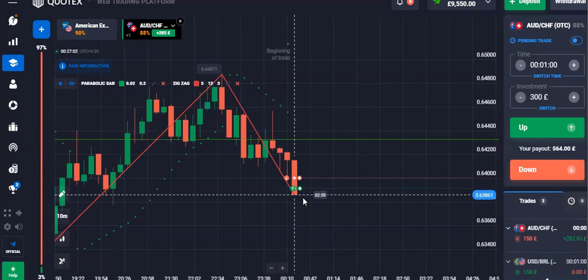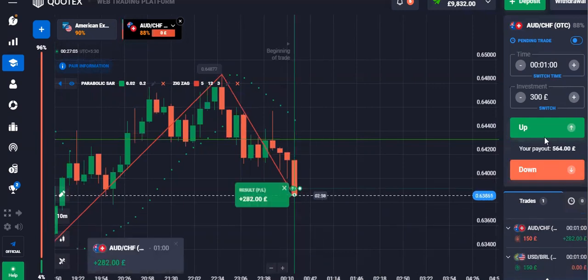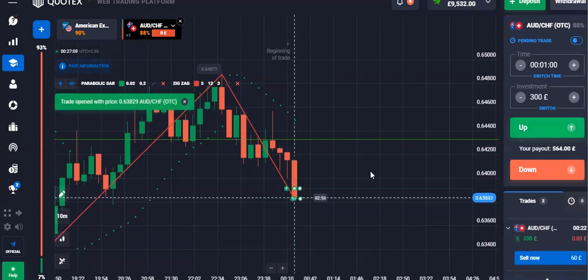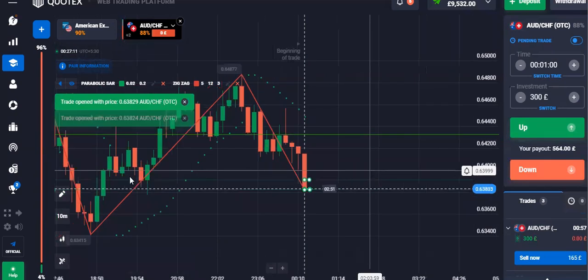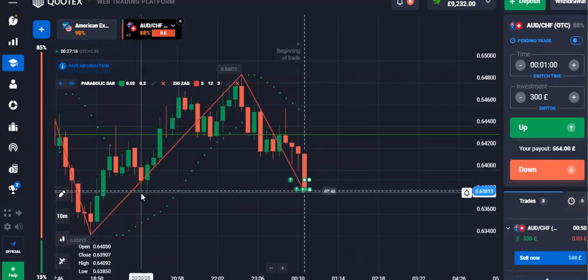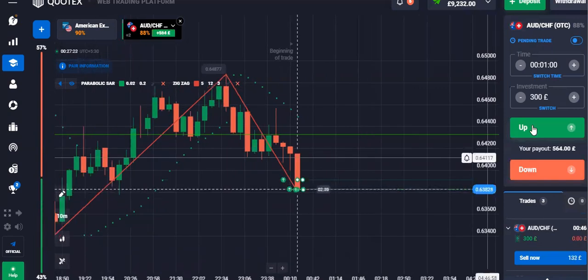Okay, so I just won a good trade. Now let's see if I can, okay. I'm pretty sure that there will be a resistance over here because, as you can see, there was a huge resistance at this point. So, giving an experiment.